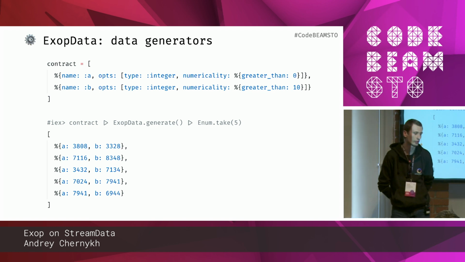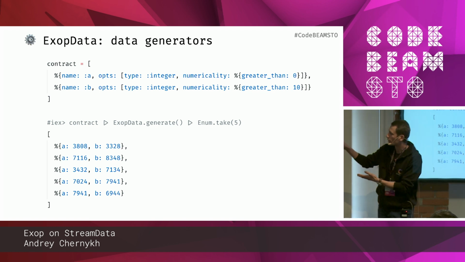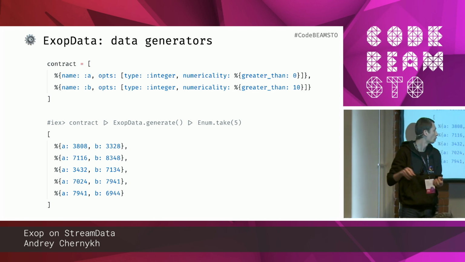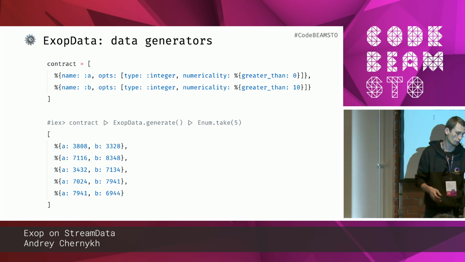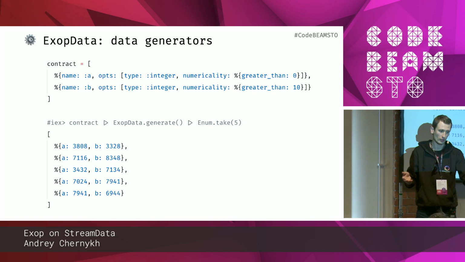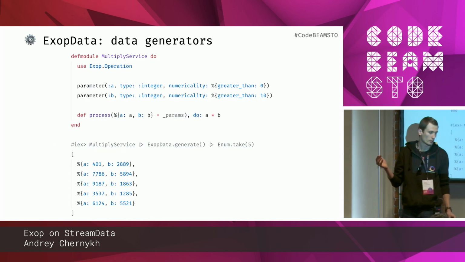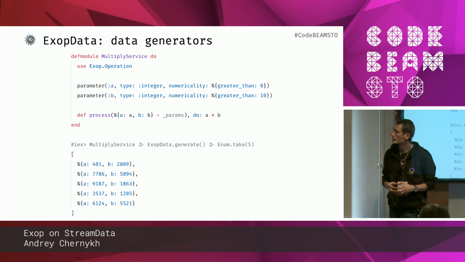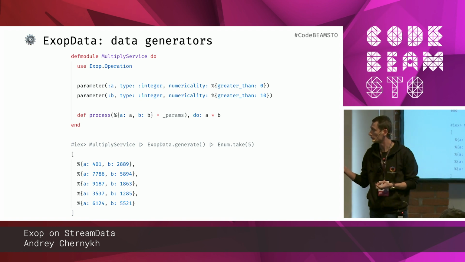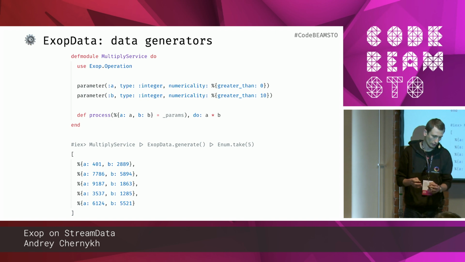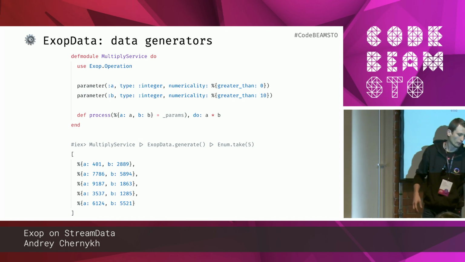If you don't use it, okay, just make the contract with some rules and pass it to the ExopData generate function, take some data. If you want to save your time, use it with Exop, because once you declare the operation, you already have these typespecs and this contract. You simply pass to the same function a module name, an atom, and ExopData already knows in which place we should await and seek for the contract.